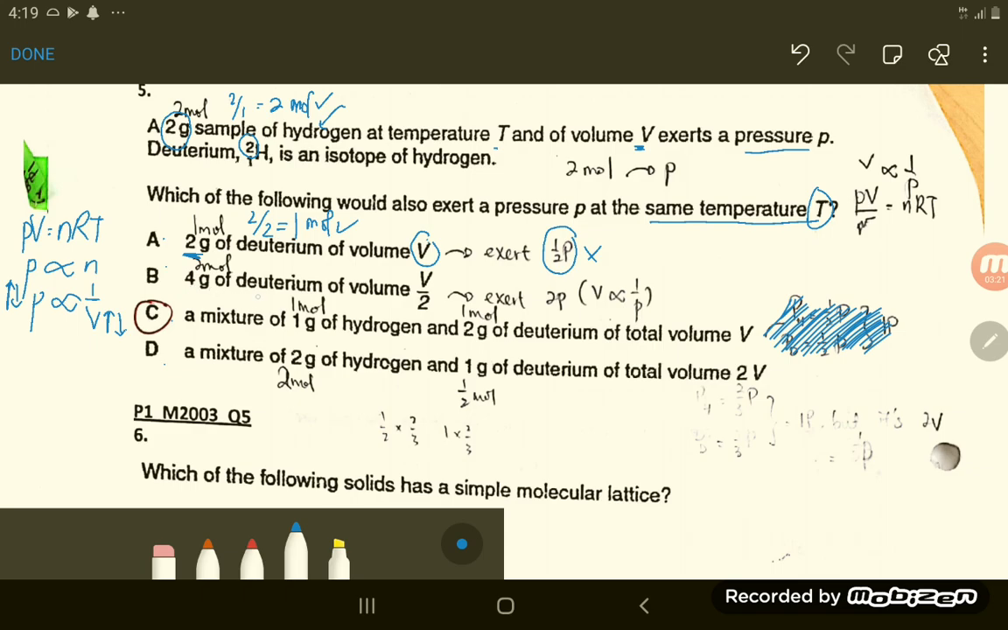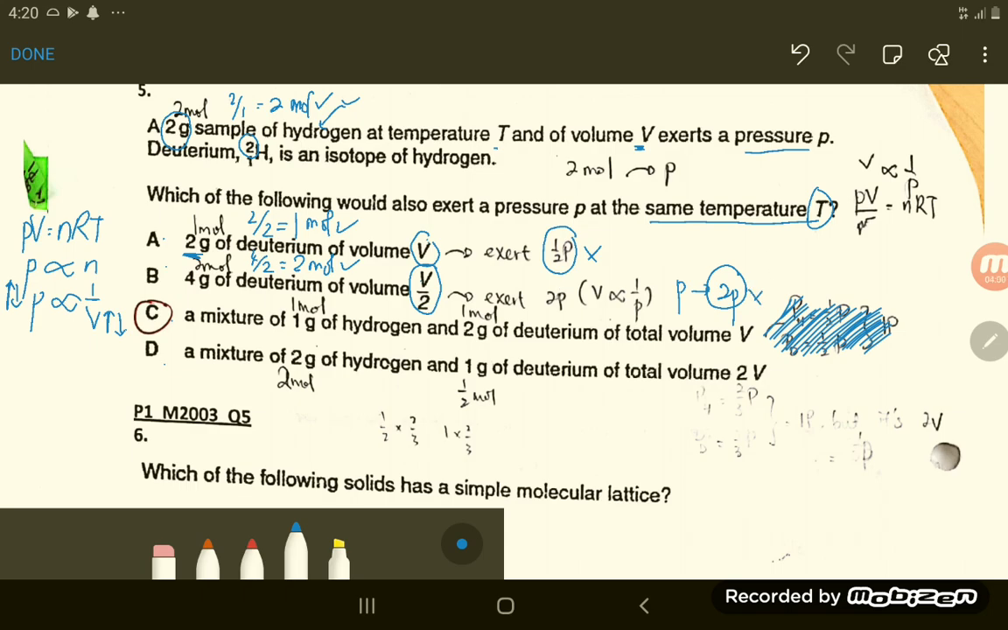B, 4 gram of deuterium of volume V over 2. So if you look at 4 gram of deuterium, that will give you 4 over 2, which means it's 2 mole. So 2 moles here means it's the same as 2 mole here. It should give you the same P if V doesn't change, but over here V has changed and V has become half. So if V becomes half, then P will become double. Alright, so we have 2P in this statement, so this answer is not correct as well.